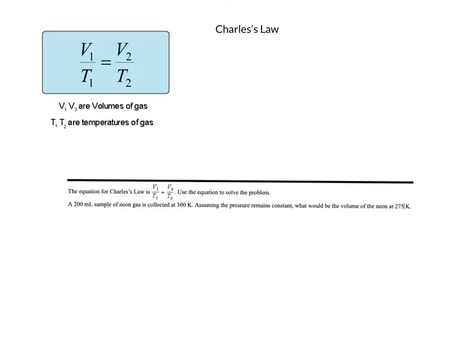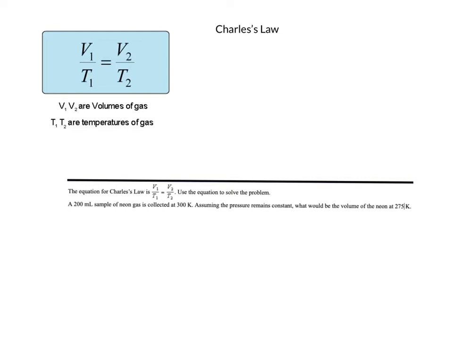So math-wise, Charles' law is basically a proportion where we have the volume before, V1, divided by T1 equals volume 2, volume after, divided by temperature after. So the problem below is almost exactly like one of the ones you saw on the pre-quiz. So a 200 milliliter sample of neon gas is collected at 300 Kelvin, and you do have to have your units in Kelvin for temperature to be able to do these problems. Assume the pressure remains constant. What would the volume of neon be at 270 degrees Kelvin?